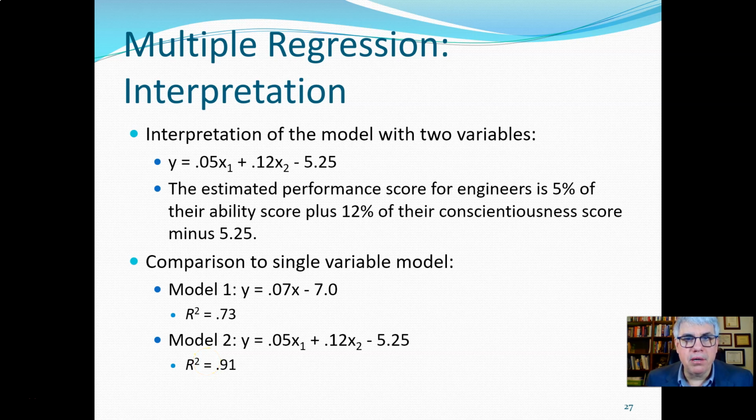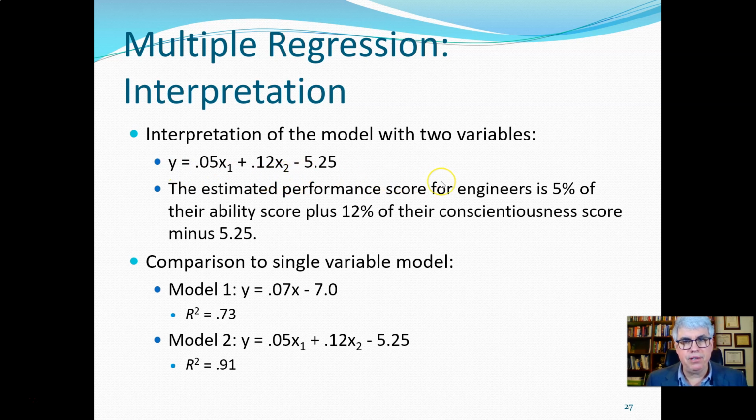So how do we interpret multiple regression? Here we have the model that we just calculated using multiple regression: y equals 0.05 x1, which is cognitive ability, plus 0.12 x2, which is conscientiousness, minus 5.25. What this means, the important thing to notice, is that these are positive coefficients. As cognitive ability goes up, the expected performance goes up for both of them.